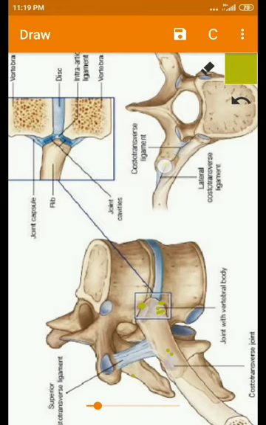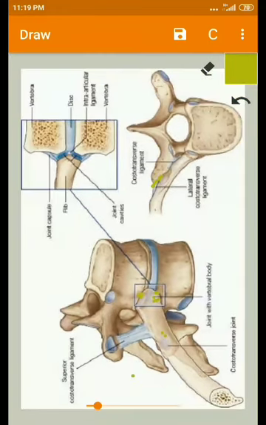They are of three types. One is the superior costotransverse ligament. Another is the inferior costotransverse ligament, which we can't see here, present below this joint, and the lateral costotransverse ligament. Here you can see the superior costotransverse ligament in this picture, and here the lateral costotransverse ligament. Now we'll see the superior costotransverse ligament, from where to where it is attached.